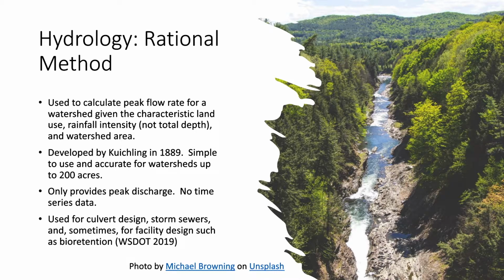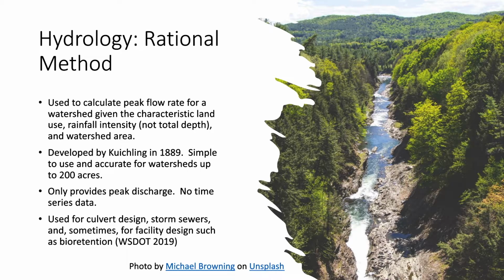So today we're going to be talking about the rational method, which is a subject within hydrology that engineers use to calculate peak flow rates for a watershed. And this is pretty popular. It's very simple. It's quite accurate. And really you only need a little bit of information.